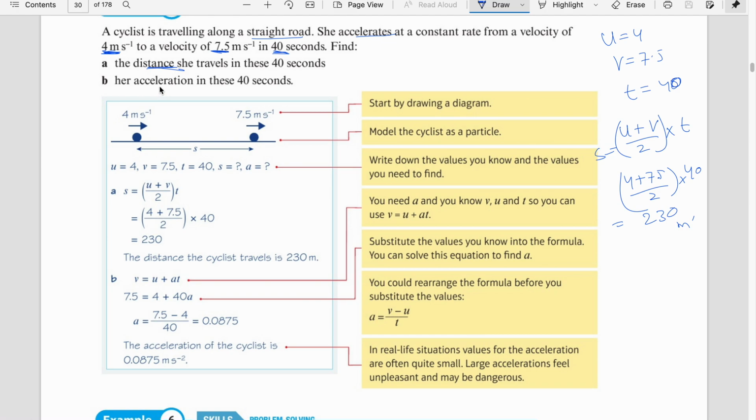B part says find her acceleration in 40 seconds. Acceleration is change in velocity over time taken. So change in velocity over time: final velocity 7.5, initial velocity is 4, time taken is 40. So that is 3.5 by 40.